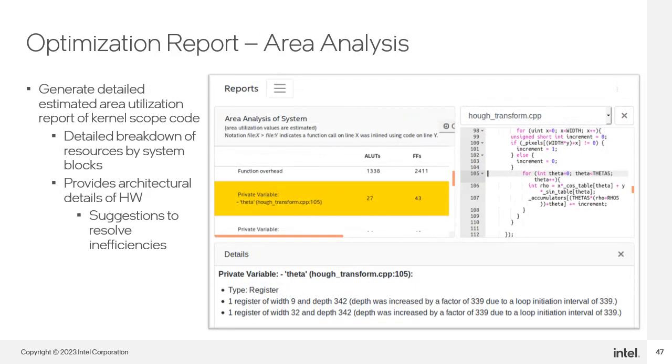Another section of the optimization report is area analysis. This section tells you what percentage of the FPGA hardware is being utilized. It gives information on hardware utilization block by block, providing architectural details of hardware and suggestions on how to resolve inefficiencies. It breaks it down into lookup tables, flip-flops, DSP blocks, and RAMs. It is good to keep an eye on each resource that is being used such that it doesn't go over 100% of the area being used. It is good practice to read through the details reported.